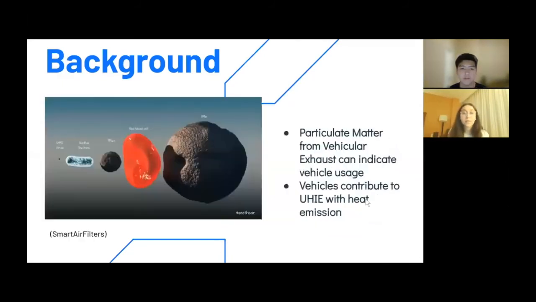So vehicle usage plays a role in the urban heat island effect since vehicles themselves can emit heat. A great way to track vehicle usage is by tracking particulate matter, specifically PM 2.5, since vehicles are able to emit PM 2.5 within their car exhaust.